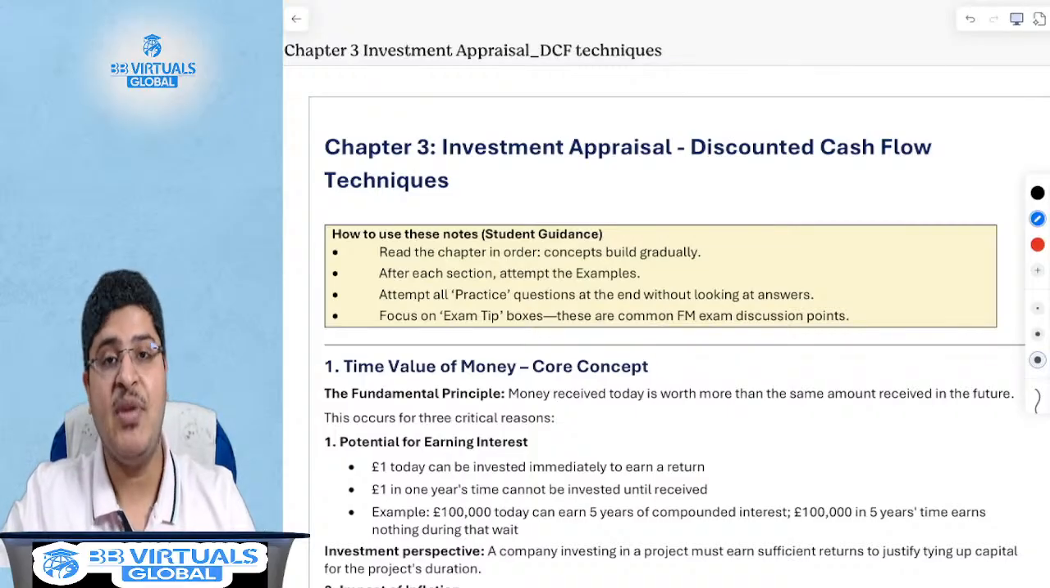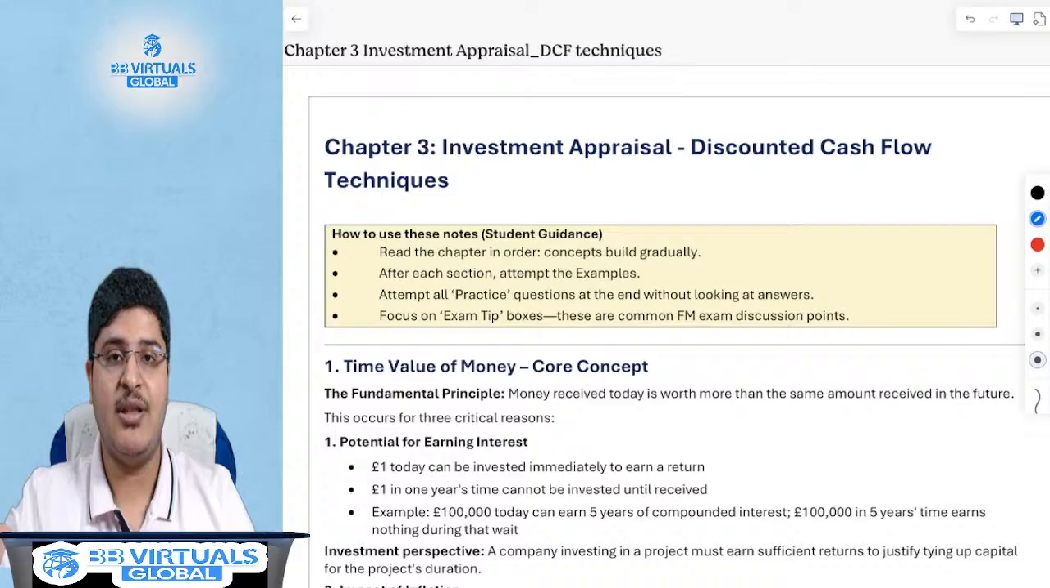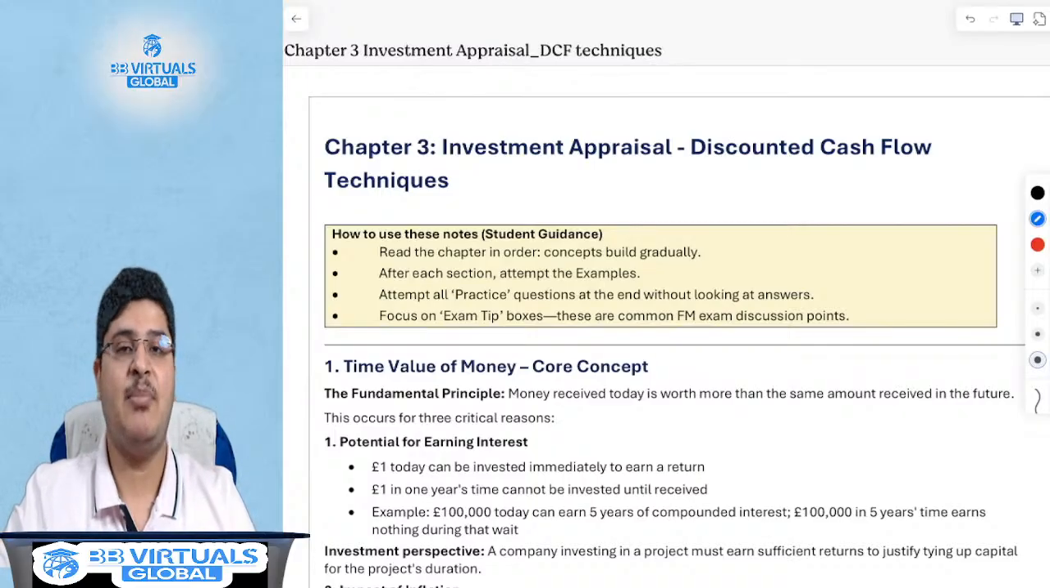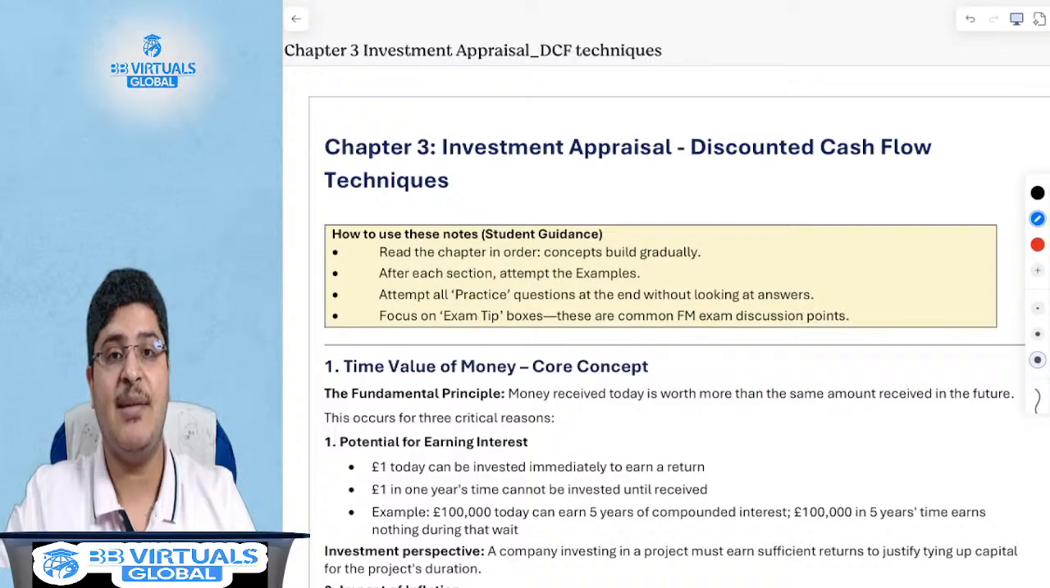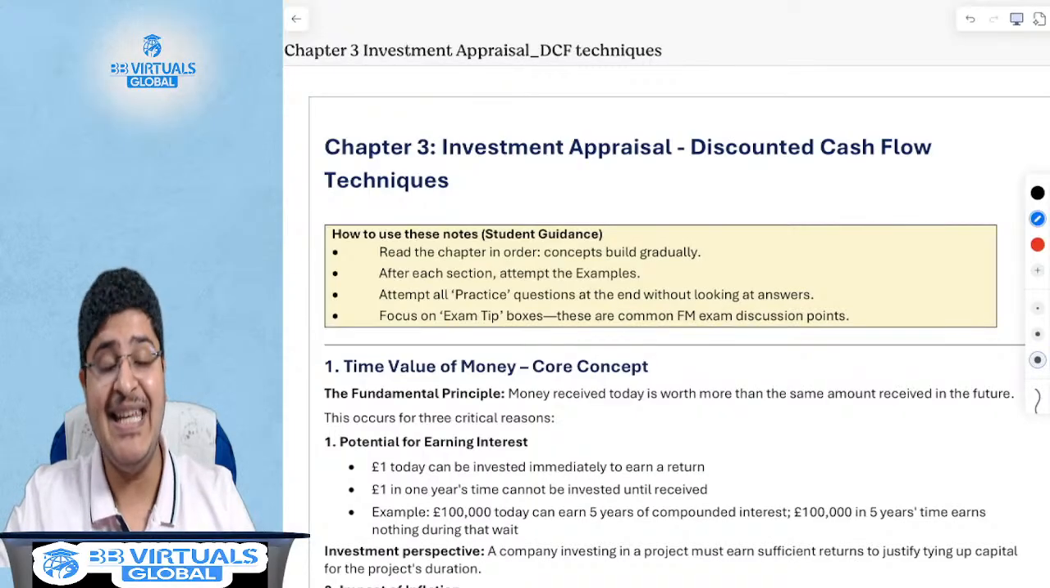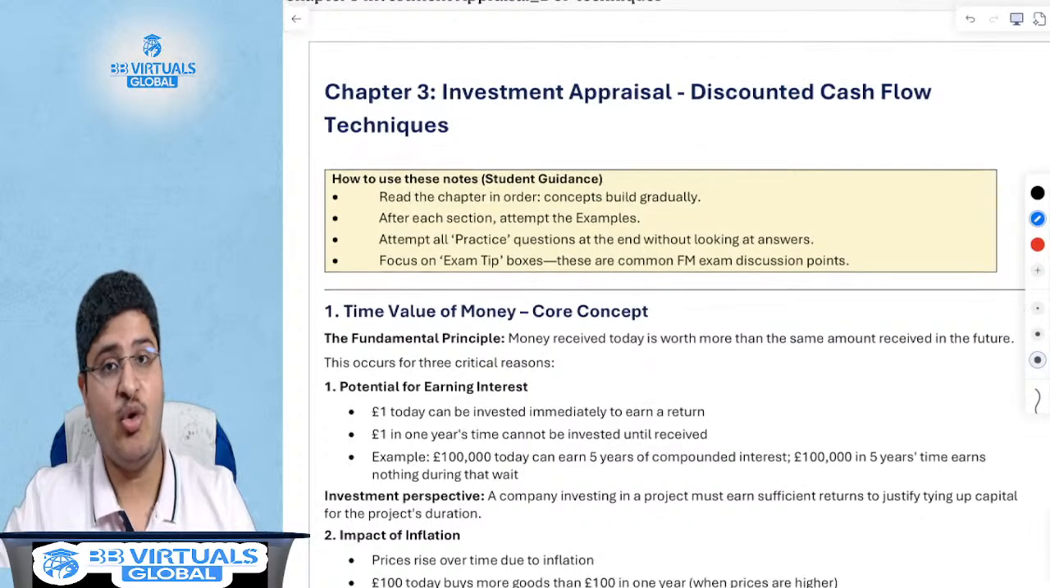As a quick recap, chapter 2 was investment appraisals, which had two methods: the ROCE method, which is return on capital employed, and the payback period method. Each of these methods, if you remember my yesterday's lecture, do not make use of the concept of time value of money. However, this chapter 3, which uses the discounted cash flow techniques, makes use of the concept of time value of money. I had taken you through my notes yesterday.